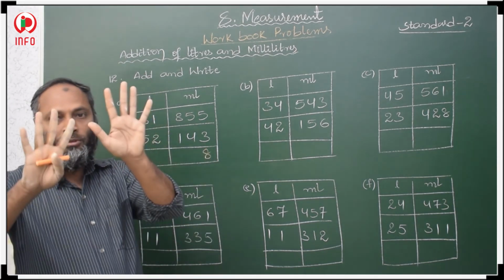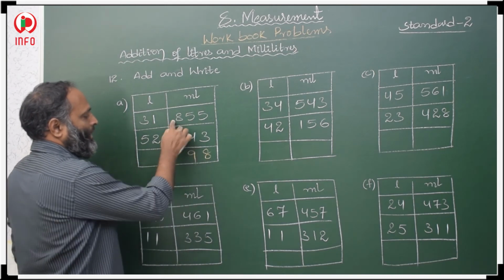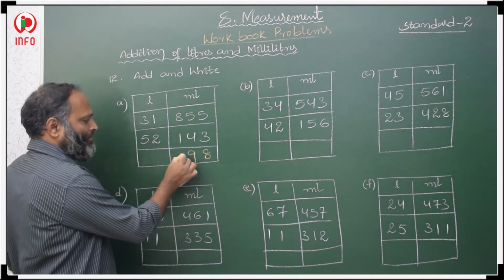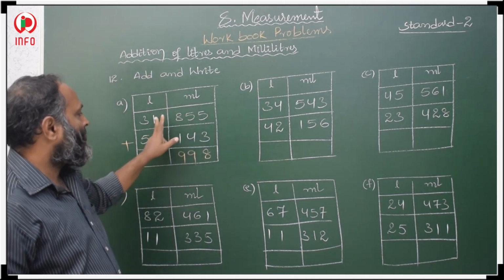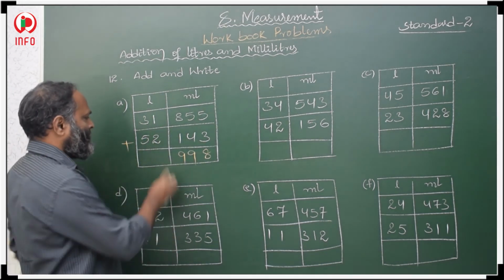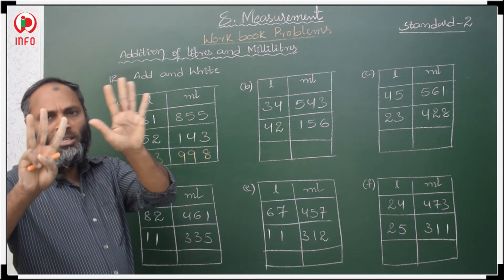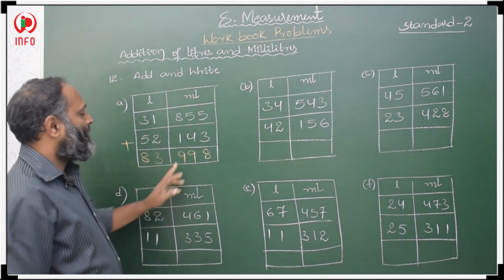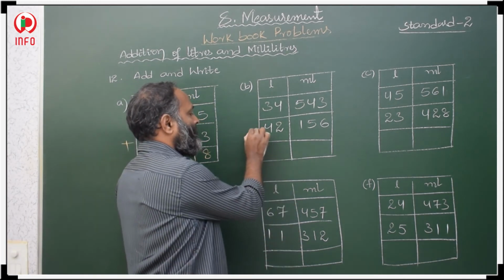5 plus 4 is 9. 8 plus 1 is 9. Addition sign. Then the milliliter part is over. Now liters. 2 plus 1 is 3. 3 plus 5 is 8. 83 liters, 998 milliliters.